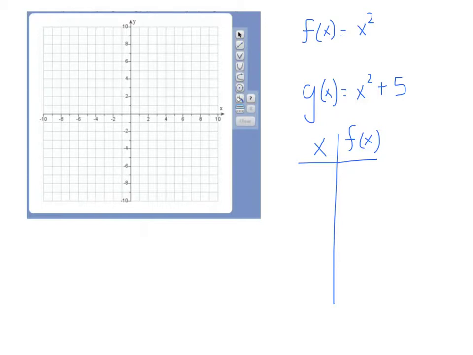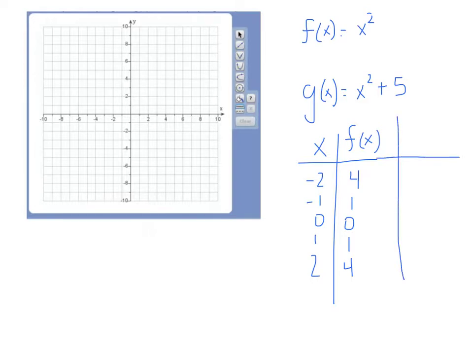So if we pick a few points, we can see what f of x looks like there. And we just take our x's and square those. So negative 2 squared is 4, negative 1 squared is 1, 0 squared is 0, 1 squared is 1, 2 squared is 4. So that's what f of x looks like.